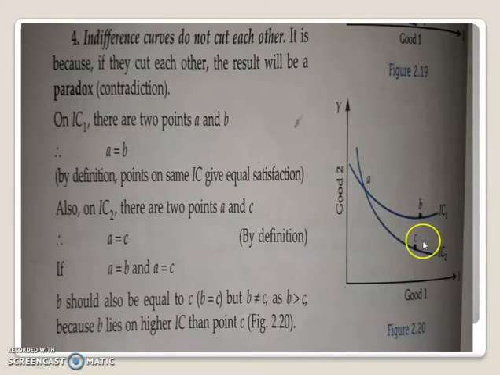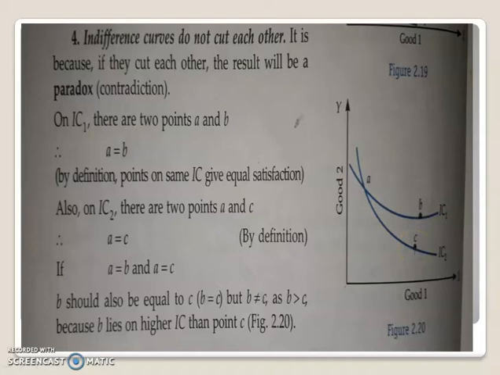And also on indifference curve 2, there are 2 points A and C. Here the points give the same level of satisfaction. That's why A is equal to C. If A is equal to B and A is equal to C, B should also be equal to C. That means B is equal to C.